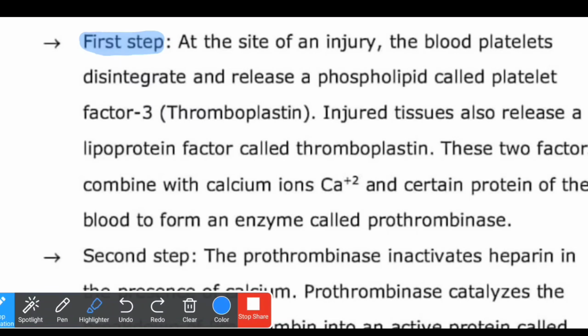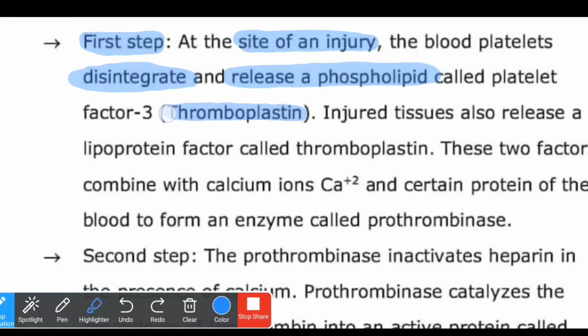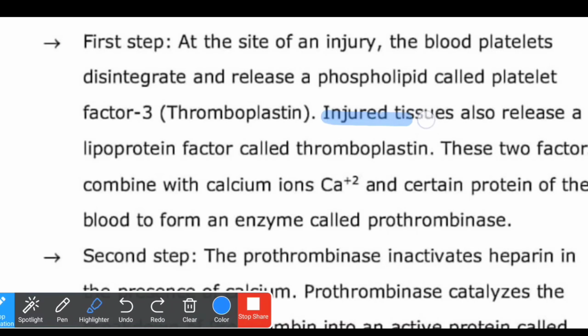At the site of injury, the blood platelets are disintegrating, which means they are broken down. They are releasing a phospholipid called thromboplastin, or for easy purpose, we will call it factor number 3. Now the injured tissue wherever the injury has taken place also releases a lipoprotein factor called thromboplastin.